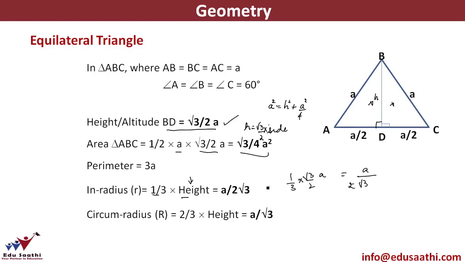Circumradius, the radius of the circle which is formed outside the equilateral triangle, is 2/3 of the height. The height is again root 3 by 2 into a, so I get the value a by root 3. An important point to notice here: big R is twice of small r. So the circumradius is double the inradius in the case of an equilateral triangle.